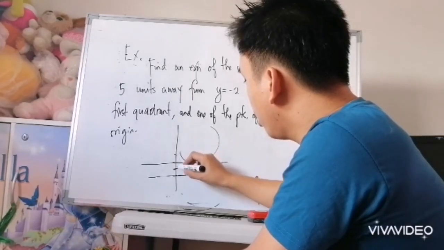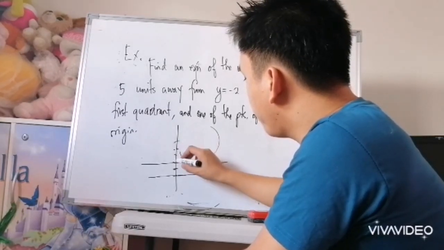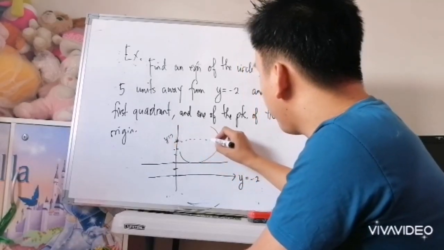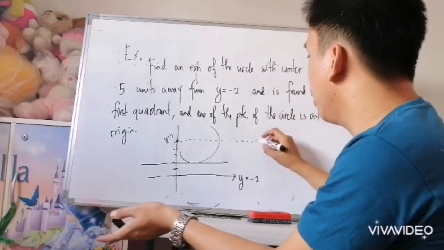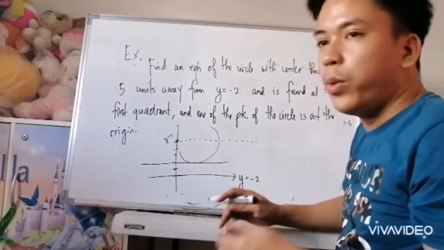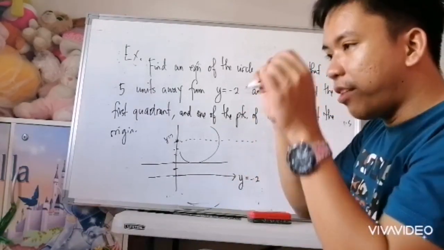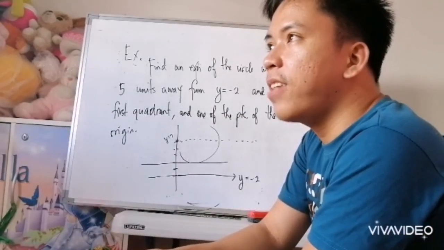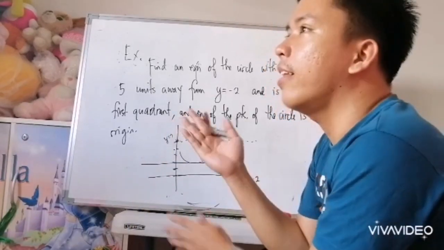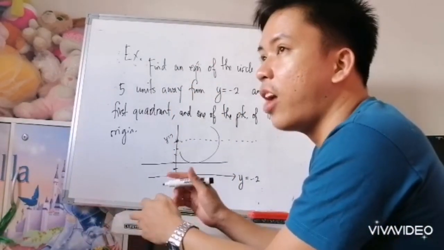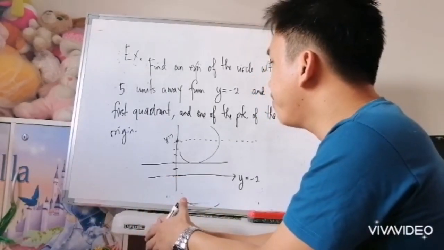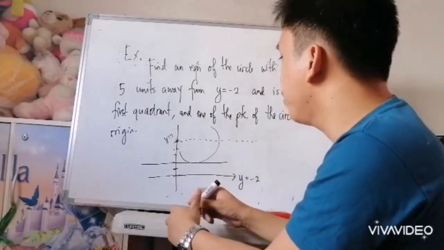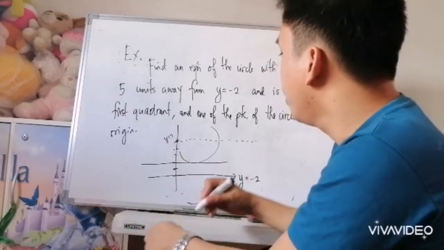So counting 1, 2, 3, 1, 2, 3, 4, 5, somewhere this is your y equals 3. All points here are our choices of the center. So we have an infinite number of circles, so long as those points are found in the first quadrant. I'm sorry for giving you this example because I just thought of it now. I'll just pick one, because there are many answers to this problem.